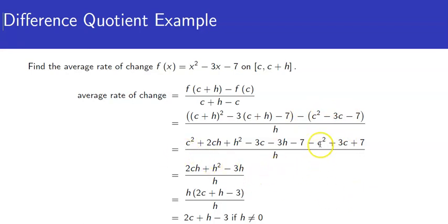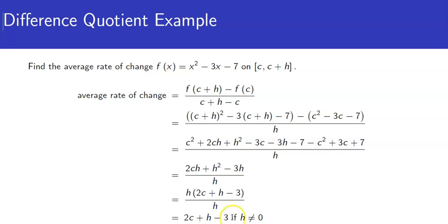Notice now that the c squareds cancel each other out, the 3c's cancel each other out, and the 7's cancel each other out. This just leaves us with 2ch plus h squared minus 3h all over h. In the numerator, the h factors out. After you factor the h out, you get h times 2c plus h minus 3, all over h. Canceling the h's, you get 2c plus h minus 3.